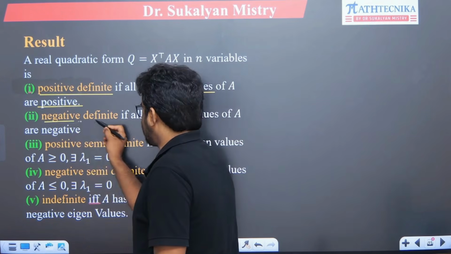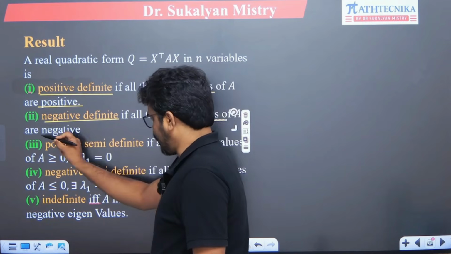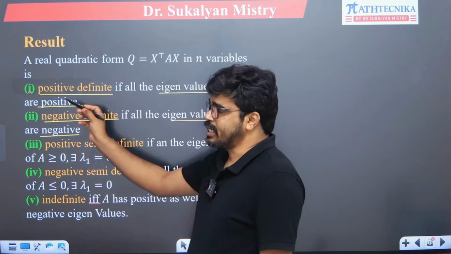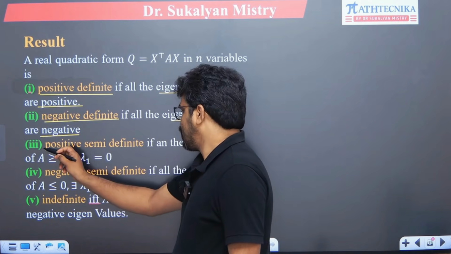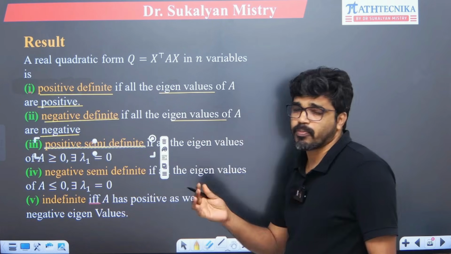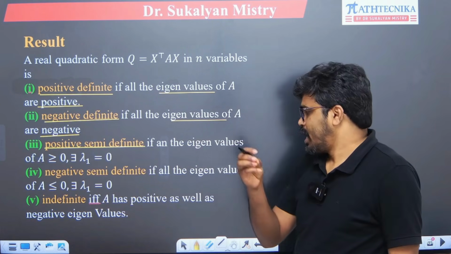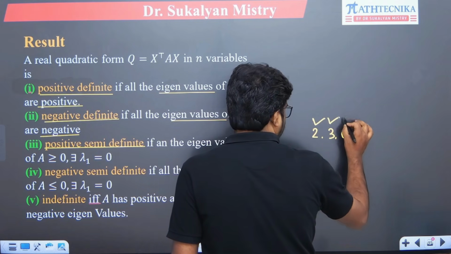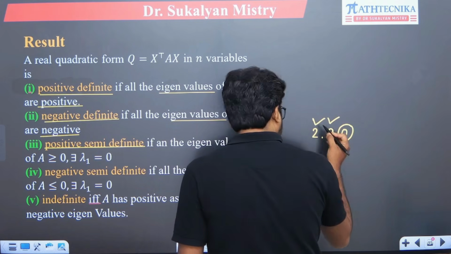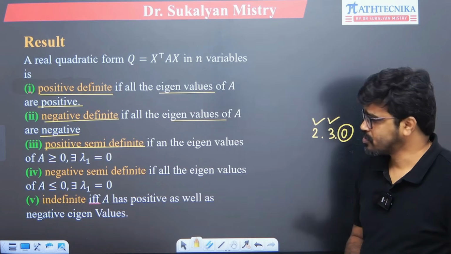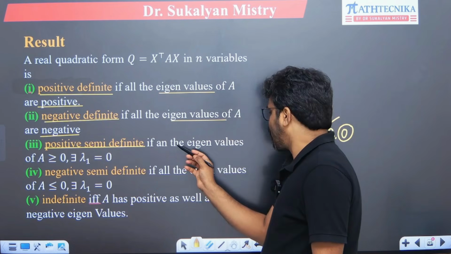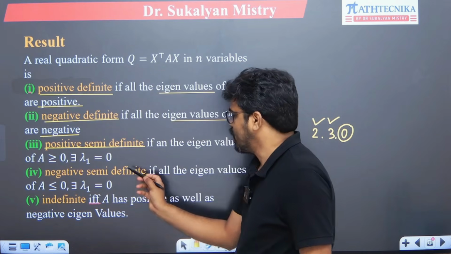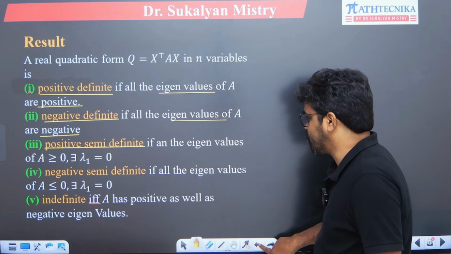If all eigenvalues of the associated matrix are negative, then it is said to be negative definite. Suppose one eigenvalue is positive, suppose we get 2, 3, 0, this is positive and we get a 0 eigenvalue, so that is positive semi-definite. Positive semi-definite means all eigenvalues of A are greater than or equal to 0 and there exists one eigenvalue that is 0.